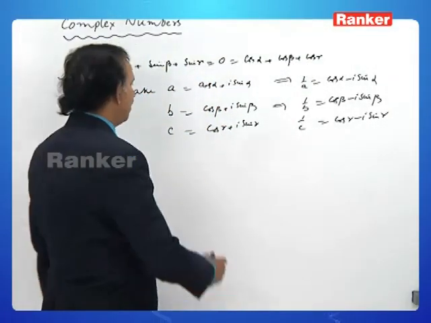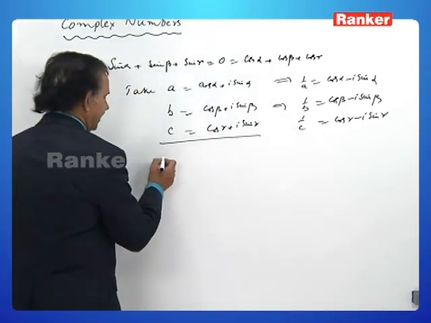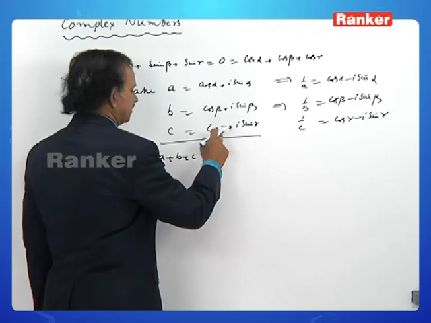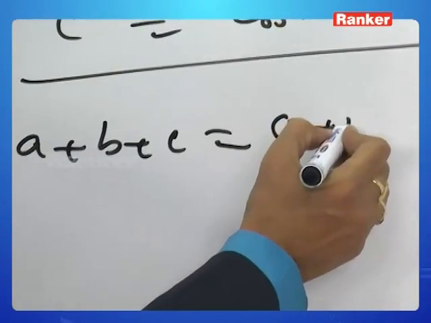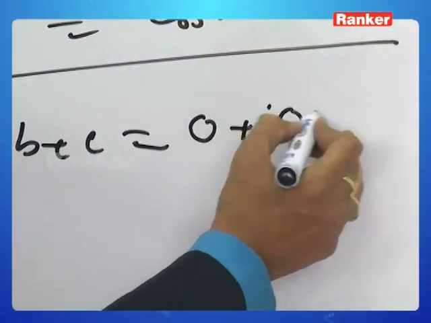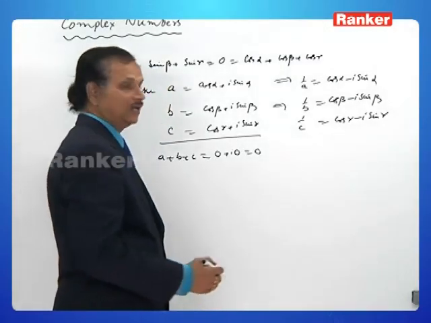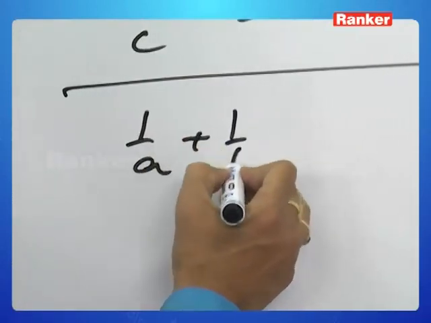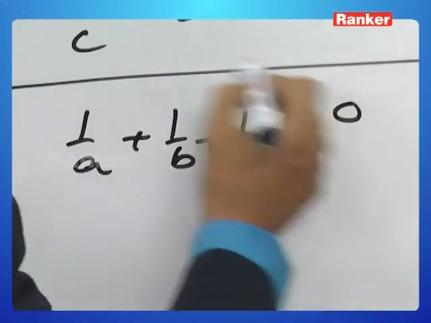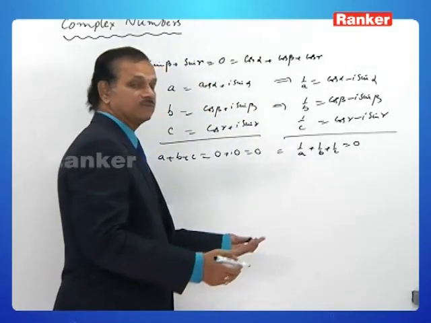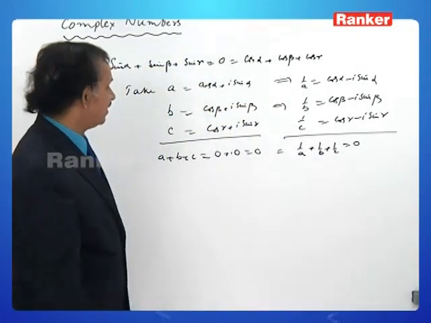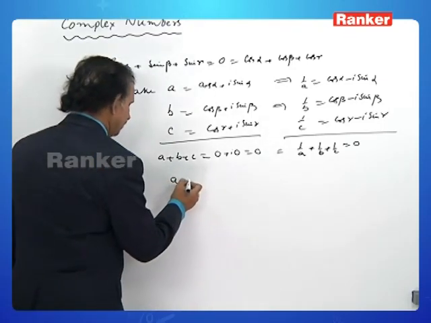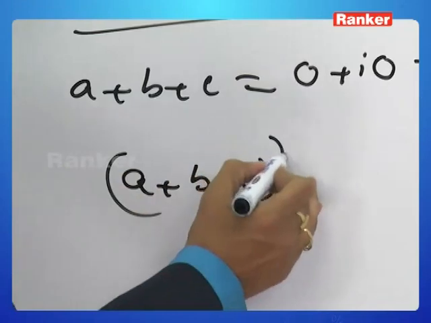Now add all these things. What do you get? a + b + c = (cos alpha + cos beta + cos gamma), that is 0, + i (sin alpha + sin beta + sin gamma), 0, which is equal to 0. Moreover, even if you add 1/a + 1/b + 1/c, this is also 0. So a + b + c is 0 and 1/a + 1/b + 1/c is 0. Good. a + b + c is 0 means (a + b + c) whole square is also 0.